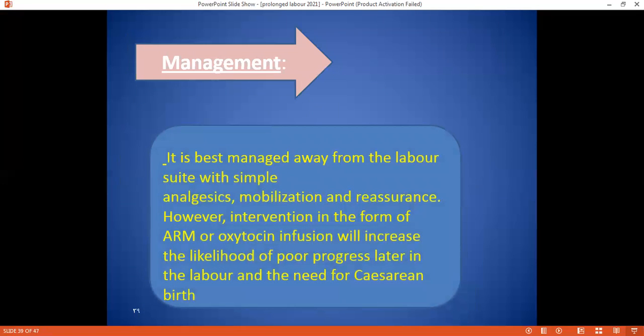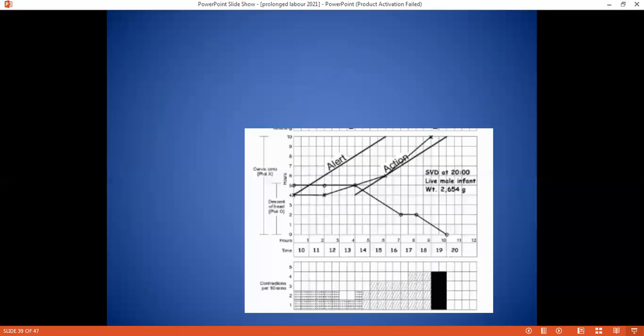Management: best managed outside the labor room. This is not an indication to admit the patient. Simple analgesia is advised. Mobilization, and reassurance that with time the labor will get established and the progress will be more satisfactory. Intervention in the form of ARM, artificial rupture of membranes, or oxytocin will increase the likelihood of poor progress later in labor and the need for cesarean section. So, in the latent phase, it is better to reassure the patient and not augment labor.